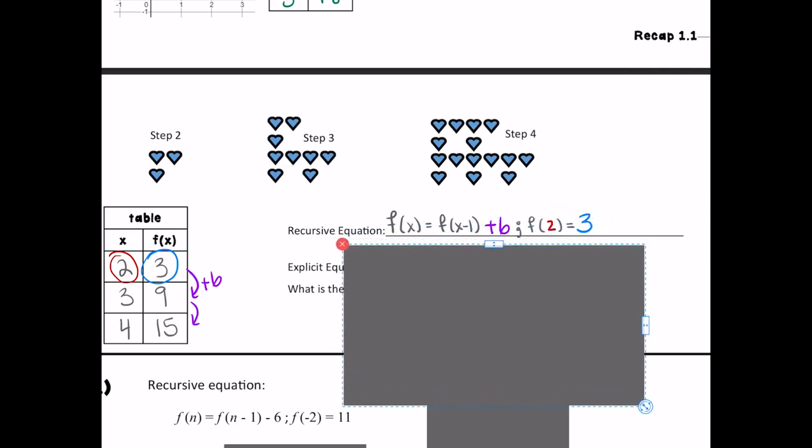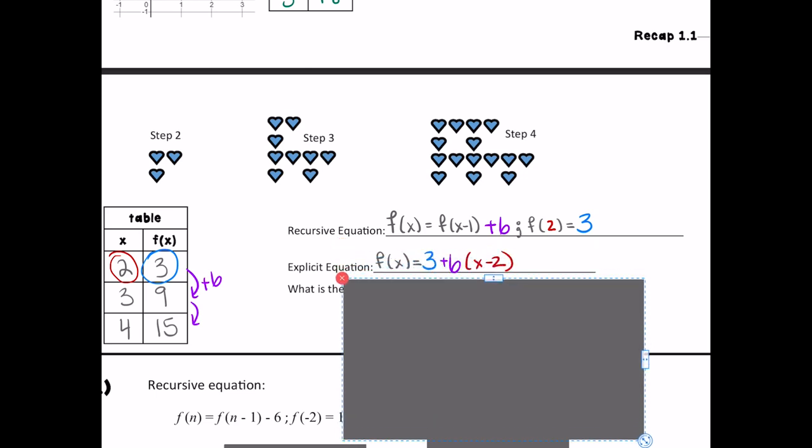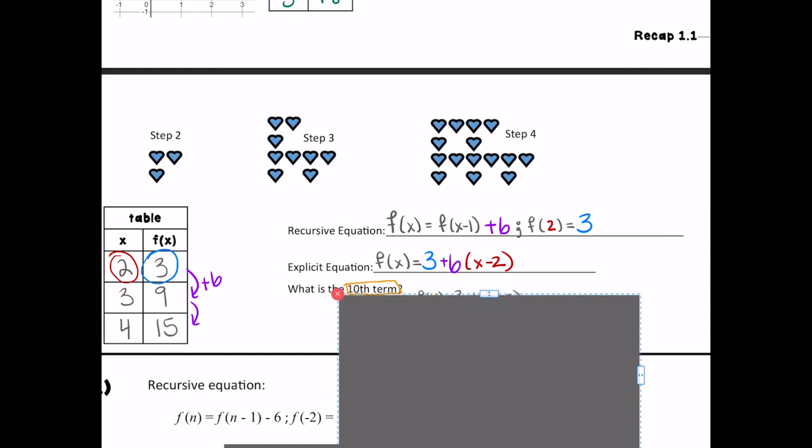So recursive f of x equals f of x minus 1 plus 6, given f of 2 equals 3. Again, the red does not change in the recursive. It changes when we write our explicit. So f of x equals 3 plus 6 times x minus 2. That's where it changes. So same signs, but this time they're opposite in the explicit, okay? So we find the 10th term, which means we replace all the x's with 10.